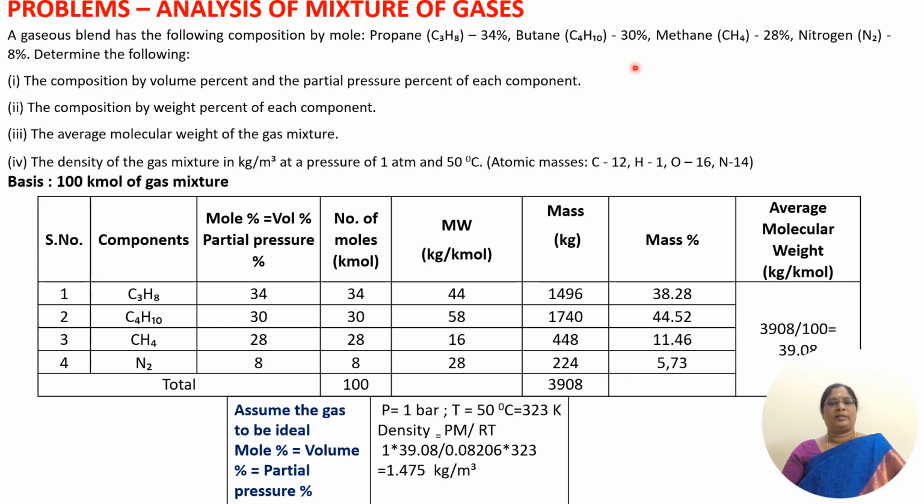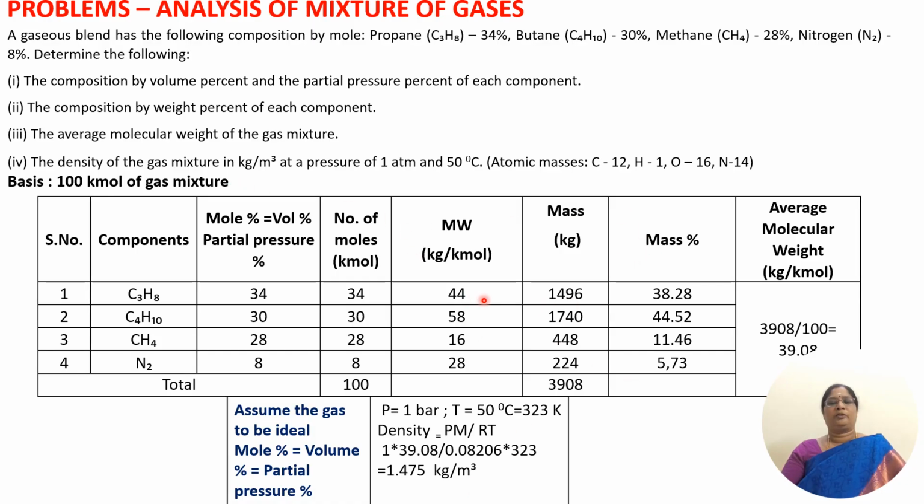The next one is the mole percentage can be directly taken as number of moles, that is 34, 30, 28 and 8. Let us make the total number of moles 100. So the basis of our problem is 100 kilomole of gas mixture. With this basis we are going to calculate mass percentage, average molecular weight and density.